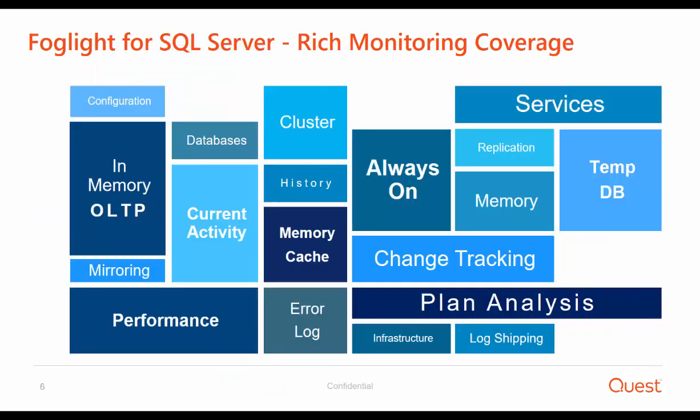Same goes for SQL Server. Here we can see the extensive coverage that we have for SQL Server, and some of the main features that we cover in Foglight for SQL Server. For example, we monitor in-memory OLTP, Always On, log shipping, tempdb, and basically you can name any feature in SQL Server and we support it. We also have complete coverage of the BI suite. So we support SQL Server Reporting Services, Integration Services, and Analysis Services.